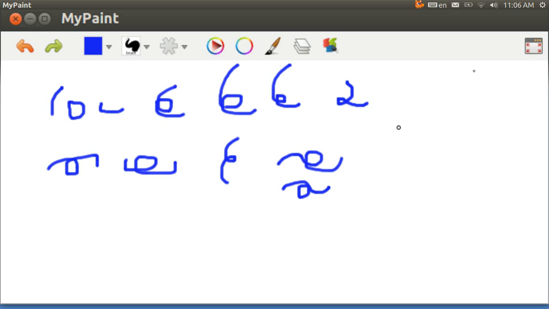Peevish. P-E, V is very long, and then S-H. Peevish. You don't put that E inside of the first letter. You put it on the outside of the first letter.